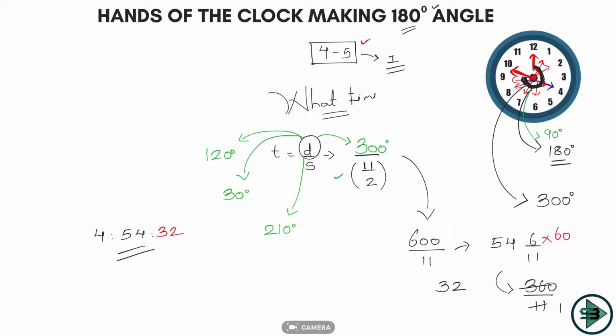Okay, and all that you have to see here is what is actually the distance that has to be traveled by the minute hand to make the angle of 180 degree between the two hands of the clock. Okay, so the approach is simple. The only thing that is changing here is a distance. So that is what you will have to be cautious about, because the relative speed is always 11 by 2.